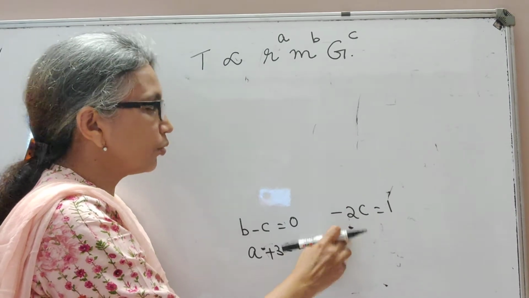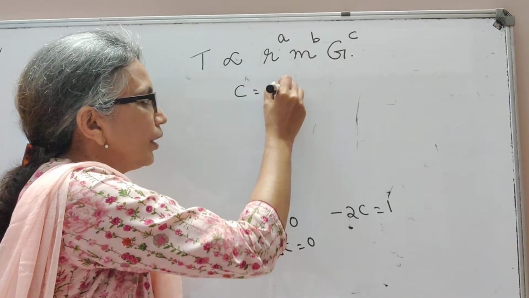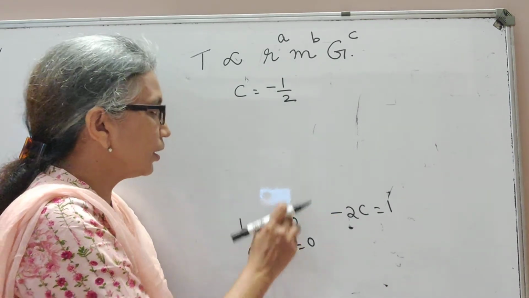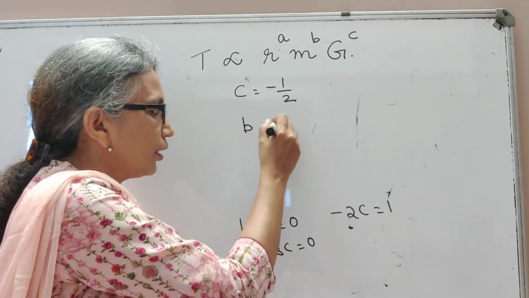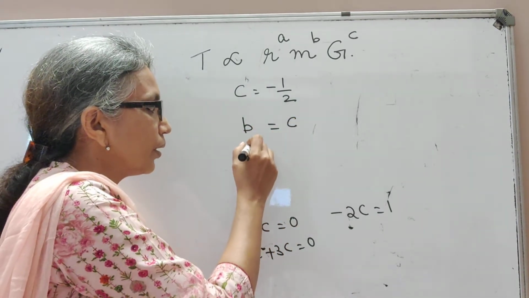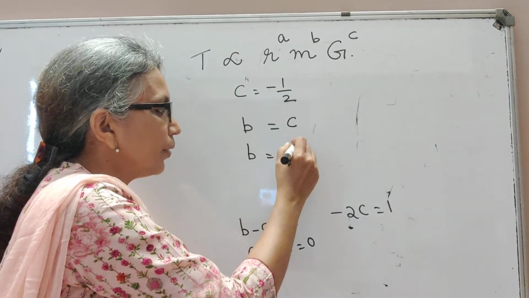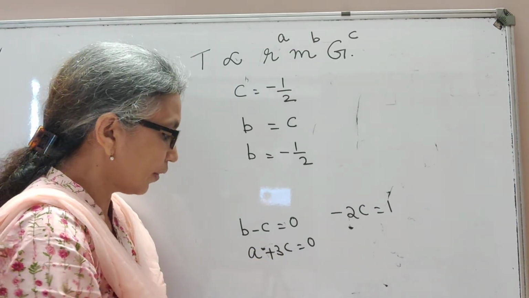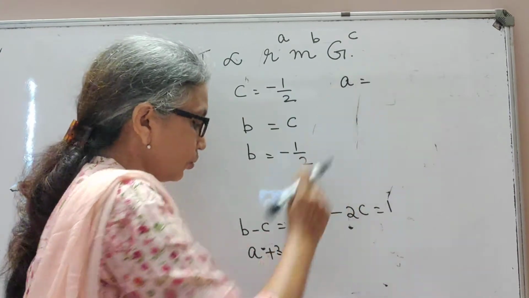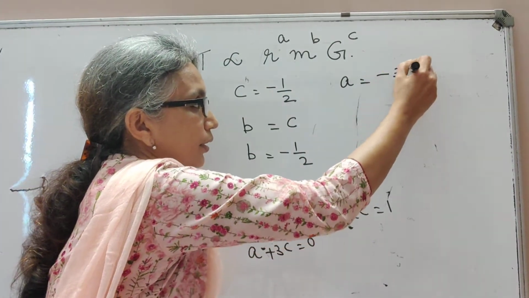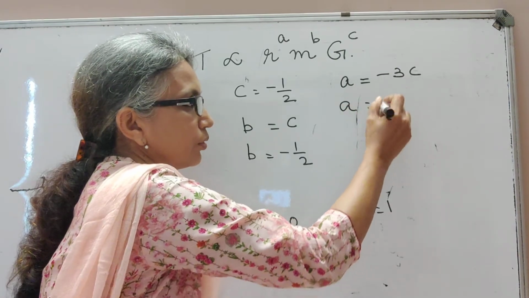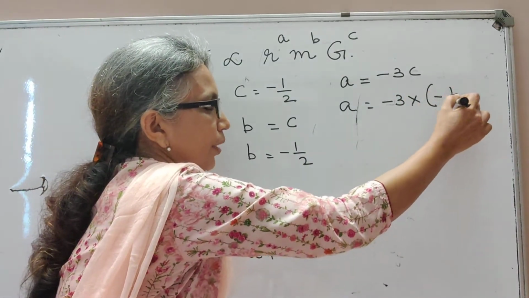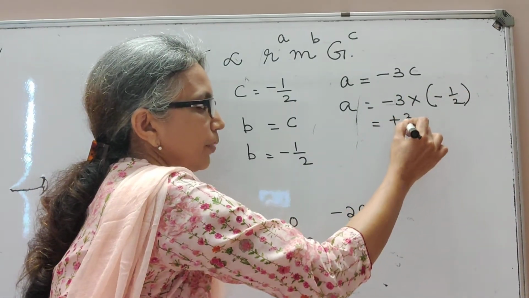So from this equation I know C is equal to minus 1 by 2 because I took this to the right hand side. Then B minus C is 0. So that means if I take C to the right hand side, B and C are equal, which means B must also be equal to C, that is minus 1 by 2. Then I know A plus 3C is equal to 0. That means A must be equal to, I'll take this to the right hand side as minus 3C. Or A must be equal to minus 3 into C, which is minus 3 into minus 1 by 2, and we know that will be plus 3 by 2.